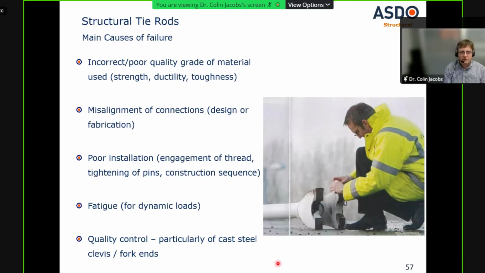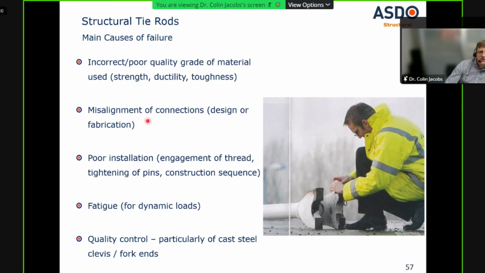Generally, if you stick to the normalized steels, around 500, 540, 460, you're going to have quite a nice robust ductile steel. If you go higher grade, I would suggest you stick to 690 or below and just check its ductility.